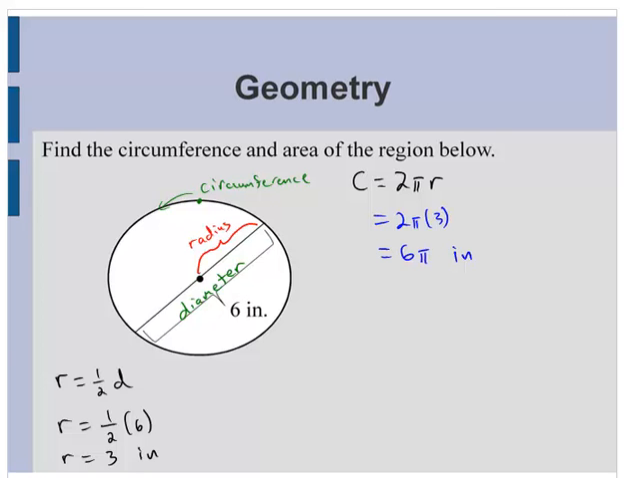This would be an exact value. If we wanted an approximation, we would have to know that pi is approximately 3.14. And so we could multiply that by 6. Bring in the decimal. So approximately 18.84 inches.